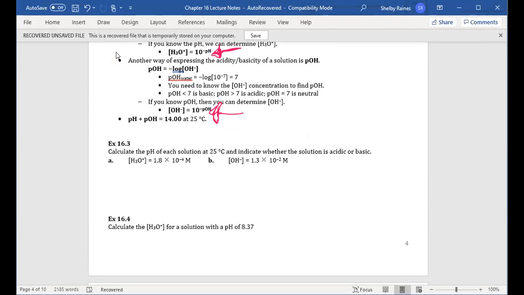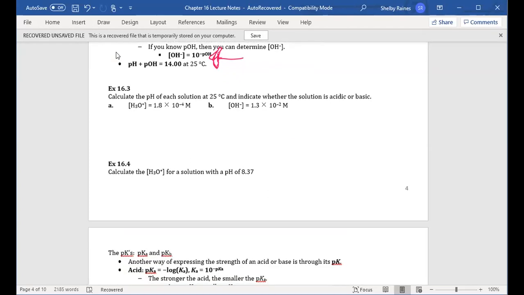Okay, so let's skip back down here to example 16.4. It says calculate the hydrogen ion concentration for a solution that has a pH of 8.37. All right. Well, to find the hydrogen concentration, it's just going to be 10 raised to the negative 8.37 power. In other words, you're going to push second log. Well, that's what you push on my calculator. Maybe not yours.